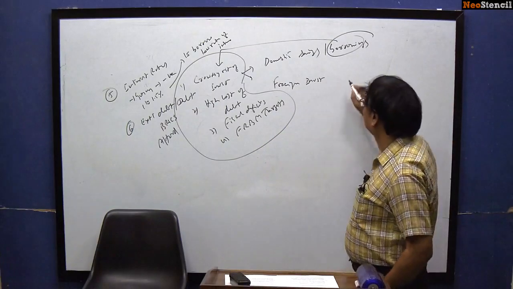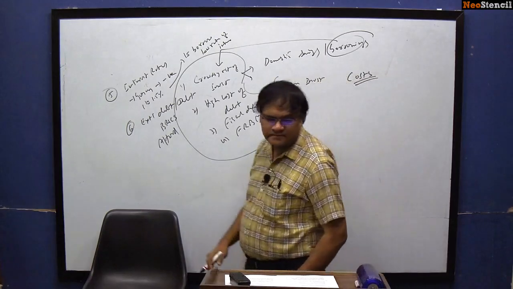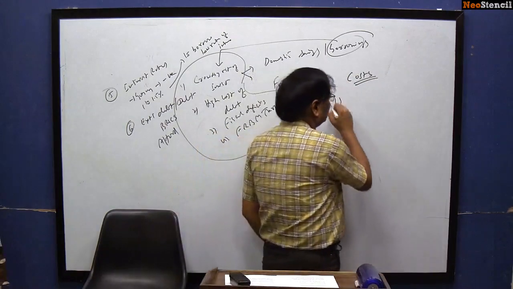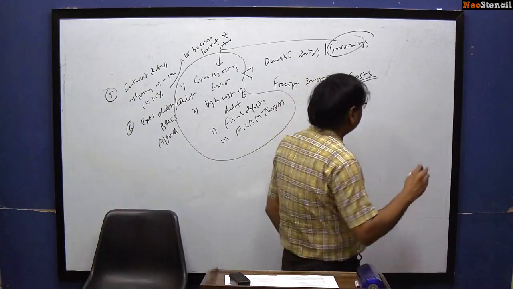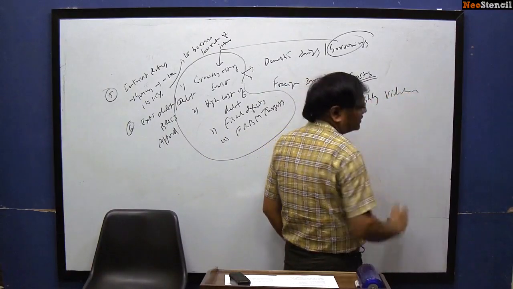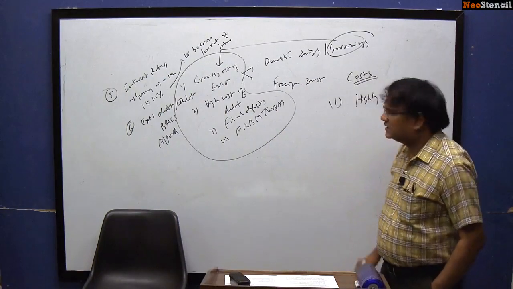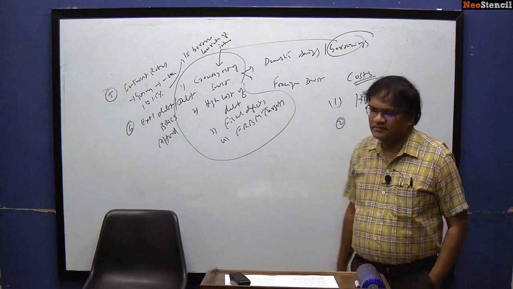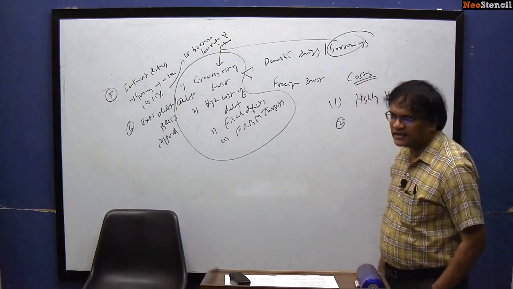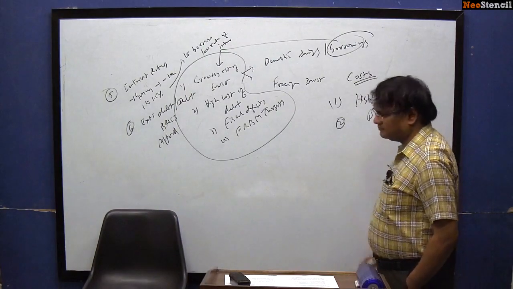What about the costs? The costs are, first and foremost, international markets are highly volatile in nature. Second problem is it can put a huge amount of pressure on our BOP, balance of payments.